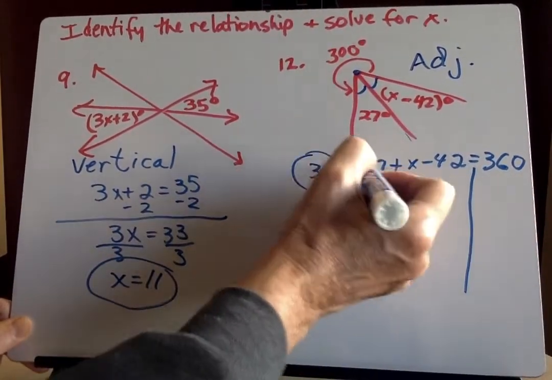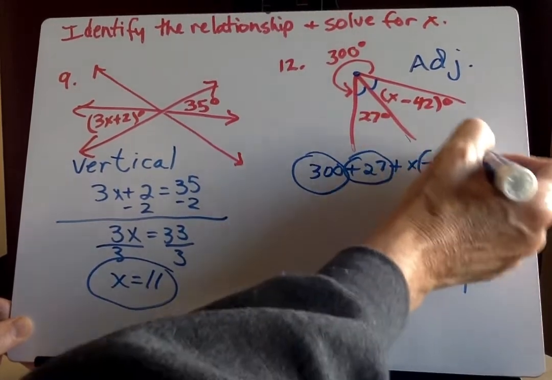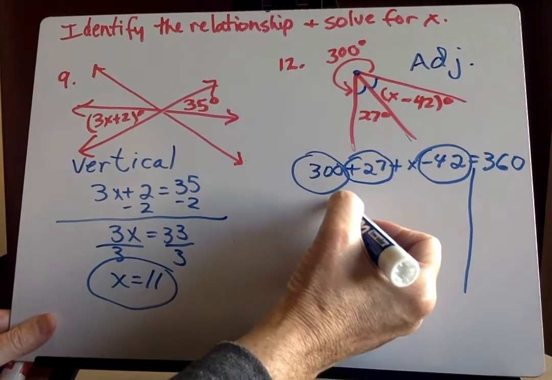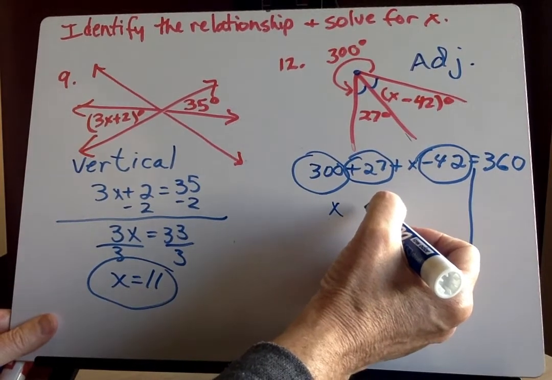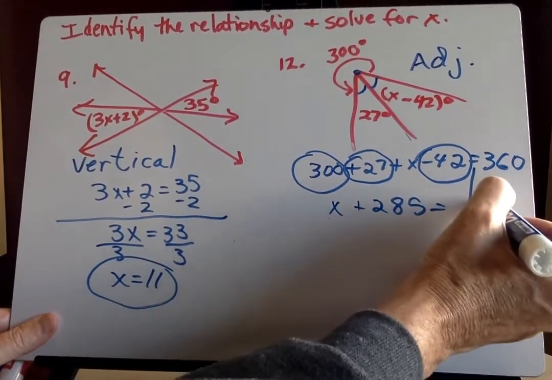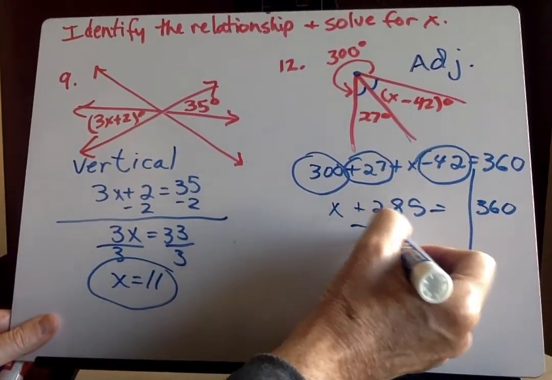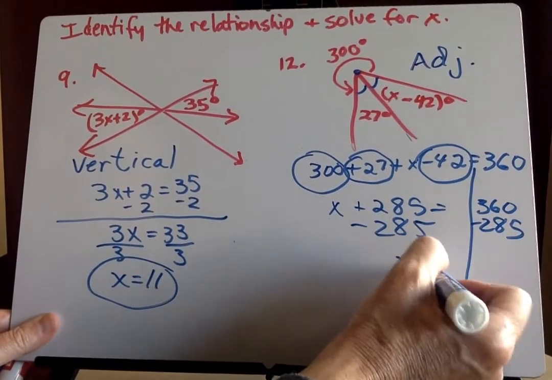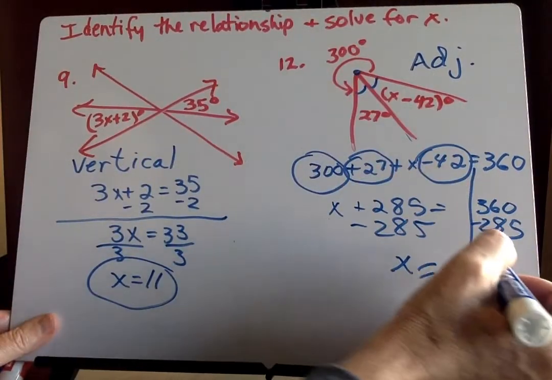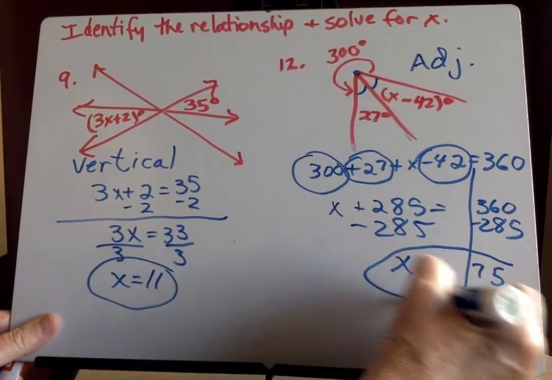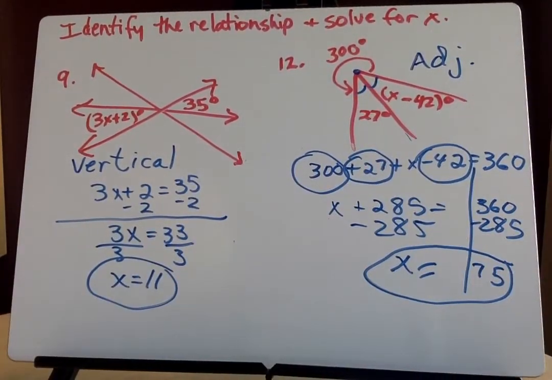Now I go 300 plus 27 minus 42 on this side. I don't have a calculator, so you can just do it on your own. You can pause the video if you need to. X plus, if you add all those on the same side, it's 285 equals 360. Minus 285, minus 285, x equals 75. So adjacent angles, x equals 75, okay?